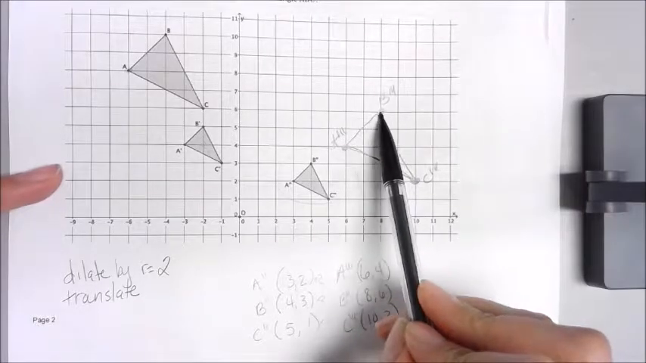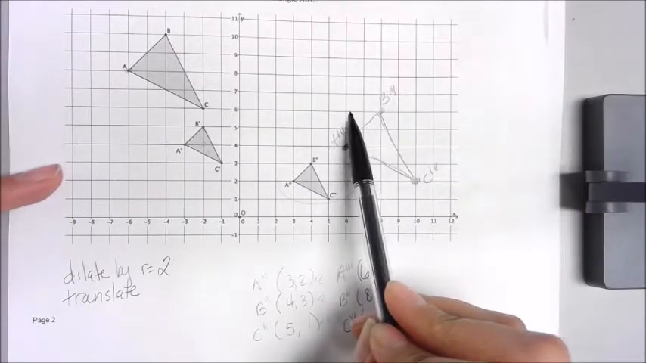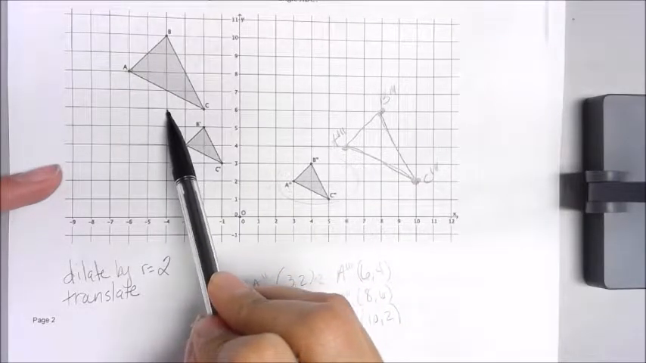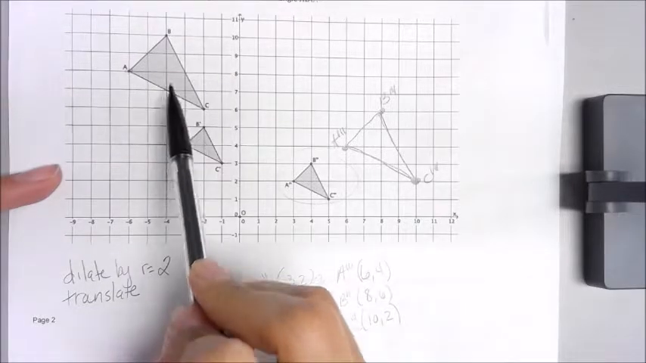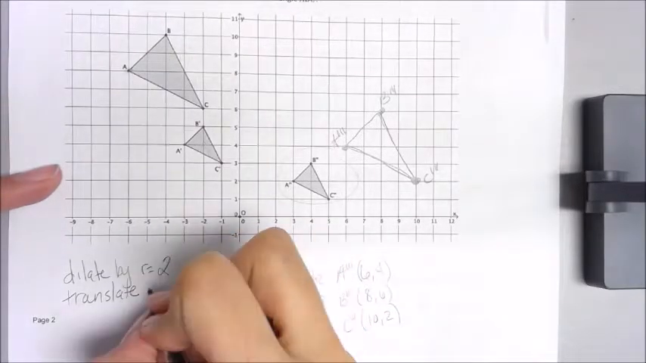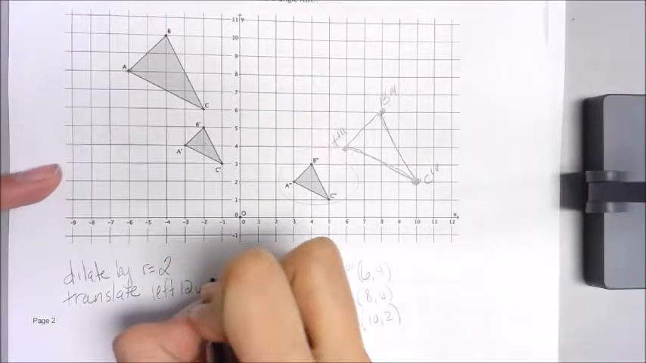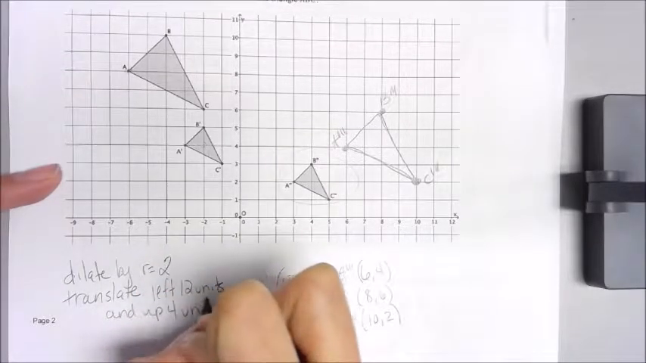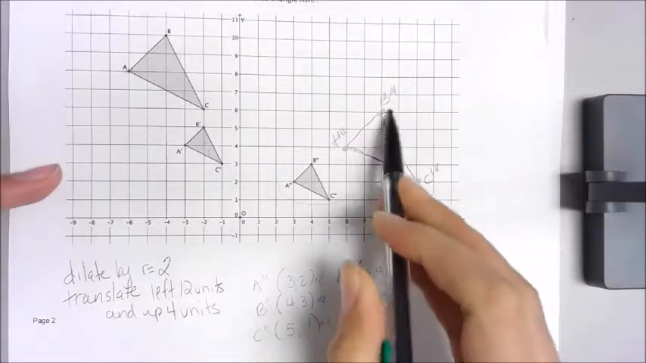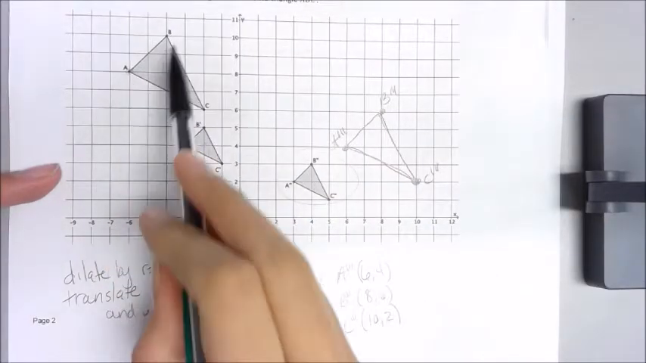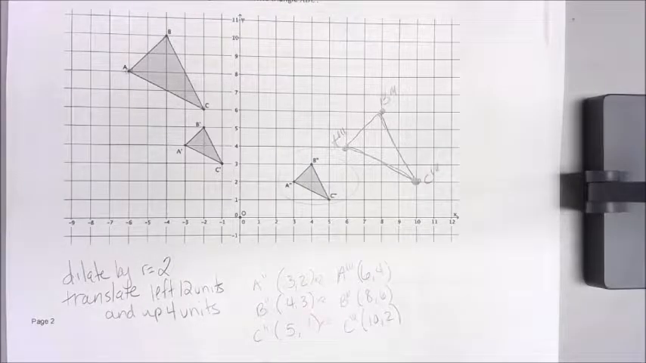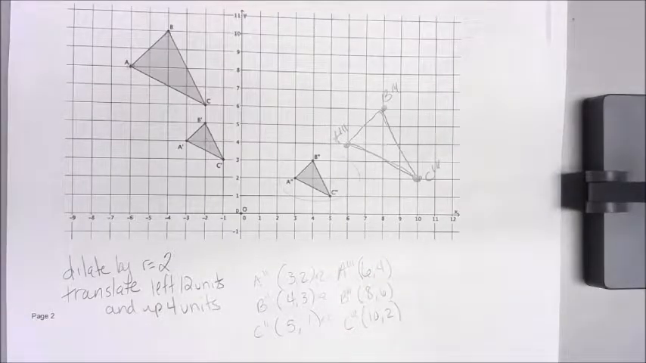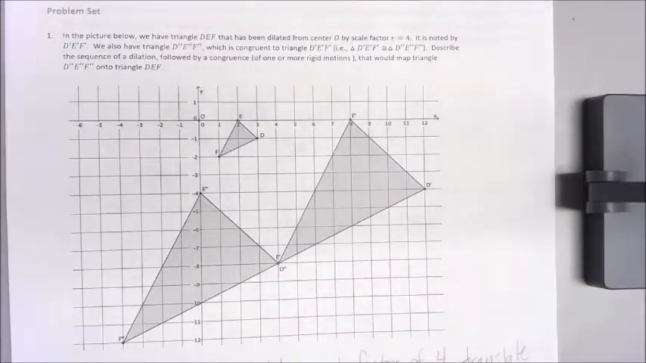So if we take B, we go to the left, 1, 2, 3, 4, 5, 6, 7, 8, 9, 10, 11, 12. So we go left 12, but we're still not there because we need to go up 1, 2, 3, 4. So we need to translate left 12 units and up 4 units. If I do that with each of these points, this time it actually maps perfectly and I don't need a rotation or a reflection. I am completely done after I dilate by a scale factor of 2 and translate left 12 units and up 4 units. Alright, now it's your turn to try.